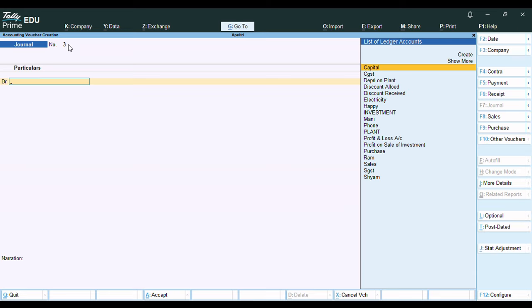Clear? Next is your contra entry, that is bank deposited, amount deposited to bank. Okay, now for the contra entry we will go to the contra entry, right.